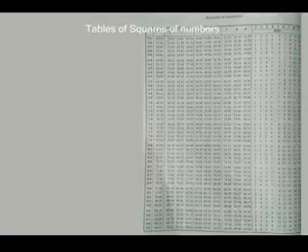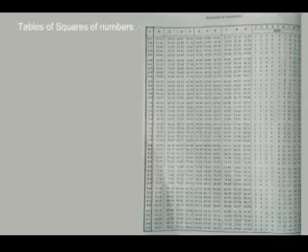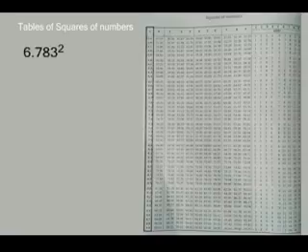These tables provide the squares of numbers from 1.000 to 9.999. The table has 3 main sections. 1. The column headed by X, featuring numbers from 1.0 to 9.9. This column provides the first decimal place of the number whose square we want to find. That is to say, if we want to find 6.783 squared, the first decimal place, 6.7, is found in this column X here.